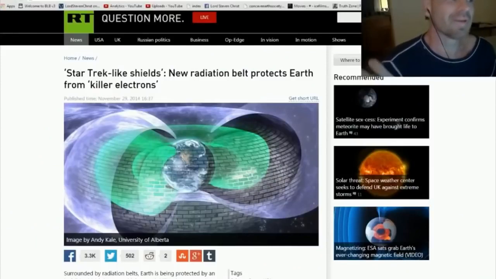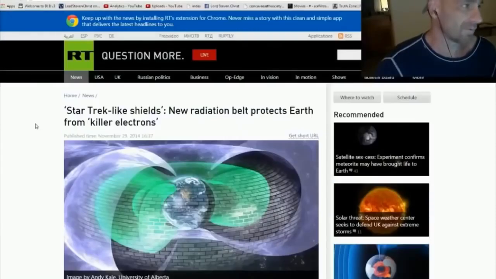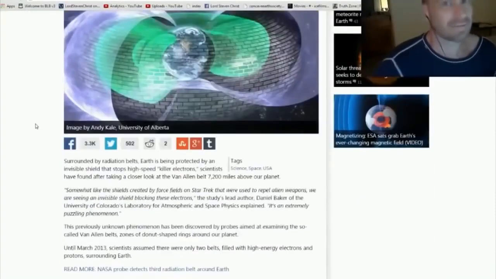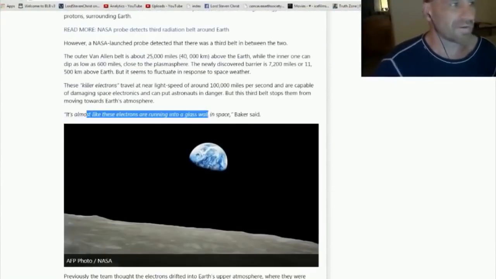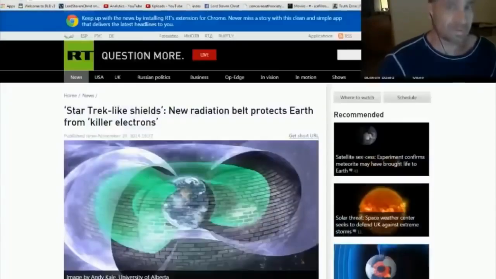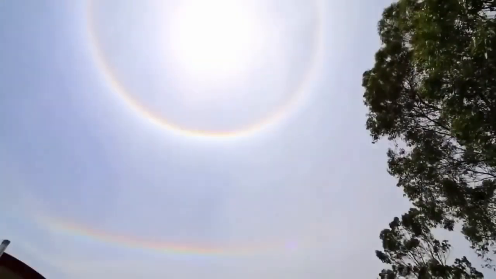It should not be any surprise to anyone that they had found Star Trek-like invisible shields thousands of miles above Earth, where they say it's almost like these electrons are running into a glass wall in space. But there is most likely at least 3 concentric spheres of glass in the Earth, apart from the main celestial sphere. This is detected easily by viewing the 22nd degree halo and the 46th degree halo.